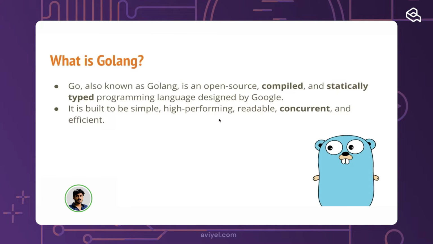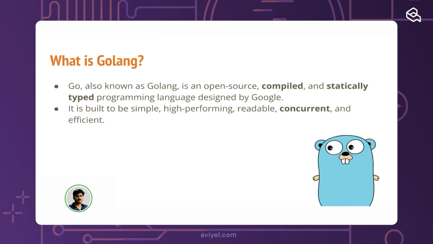So basically, it is built to be simple, high performing, readable, concurrent, and efficient. Again, I'm emphasizing on concurrent because unlike other programming languages, concurrency is built into Golang. So by concurrency, what I mean is doing multiple things at the same time. That means if you are running two different functions, let's say function A and function B, usually it will be run one after the other. Because our machines are so fast, we might not notice that, but it's always run one after the other. But concurrency means both should be run at the same time.